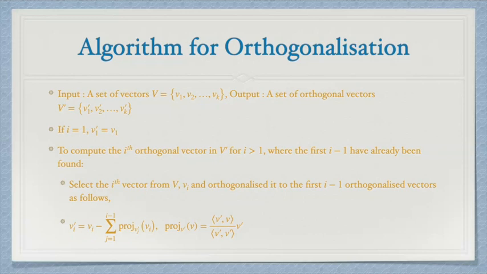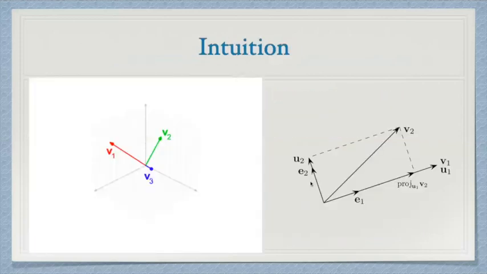To compute the next ith orthogonal vector in V dash for i greater than 1, we assume that the first i minus 1 have already been found. From here, we select the ith vector from V, namely vi, and we orthogonalize it to the first i minus 1 orthogonalized vectors as follows. We use vi minus the projection of vi along each of the orthogonal vectors. This does the same thing as before, but for any general number of vectors. Here we took v1 equal to u1, and then subtracted the projection of v2 along v1 to get the second orthogonal vector.